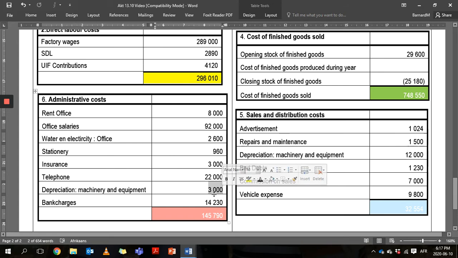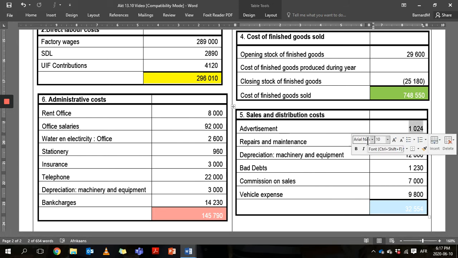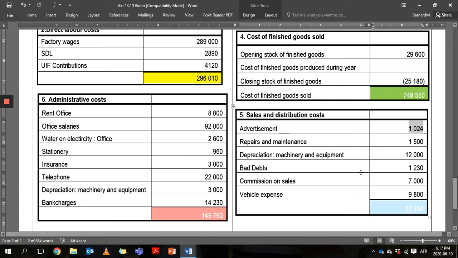Then we have advertising. Now advertising has to do with sales, so therefore it will come here. Then we have bad debts, which has to do with debtors, and debtors has to do with sales, so it comes in your sales and distribution. Commission paid to the marketer is also to do with sales, that also comes here. And then we have vehicle expense fuel, but it's for the delivery vehicle, so that then obviously also comes here. Bank charges goes to administrative cost.